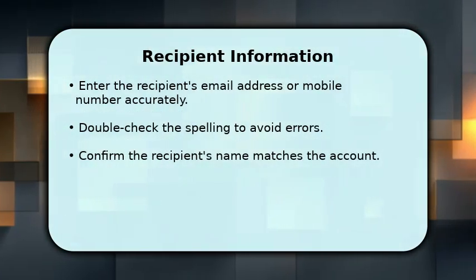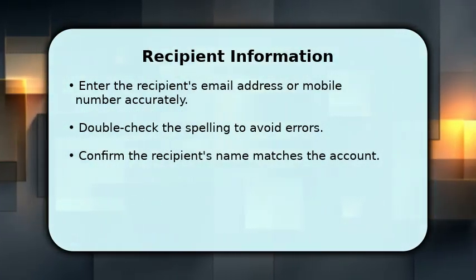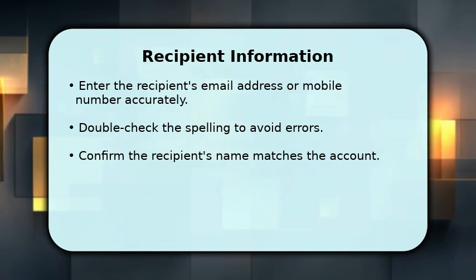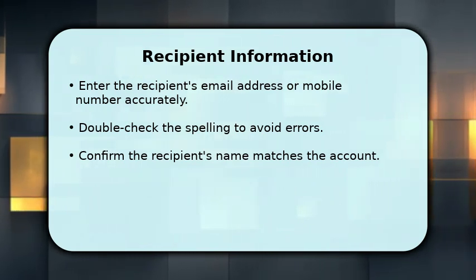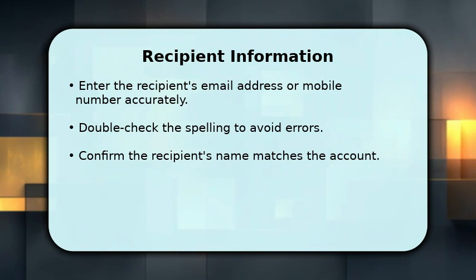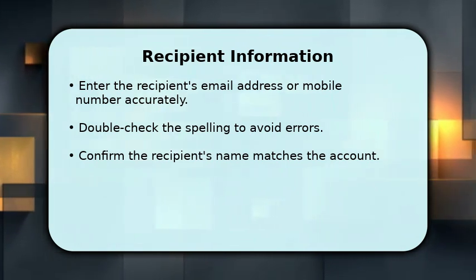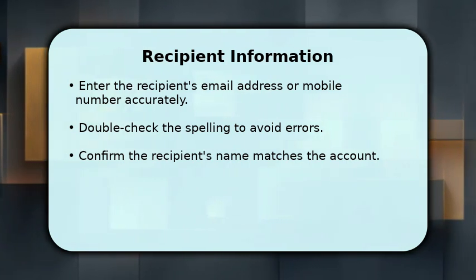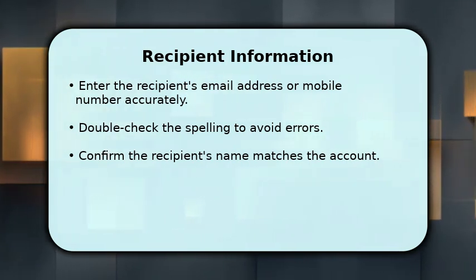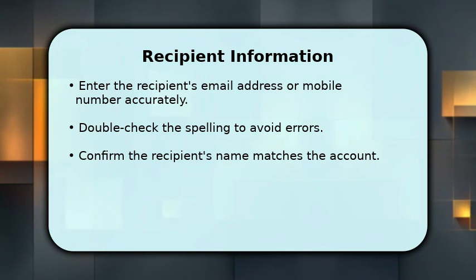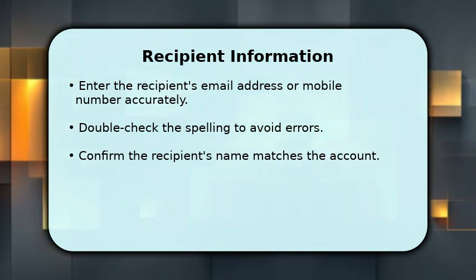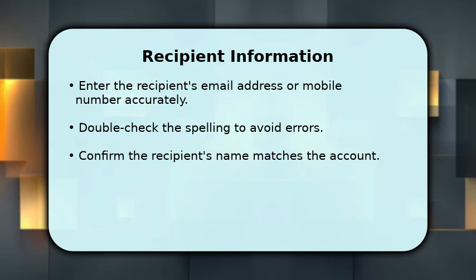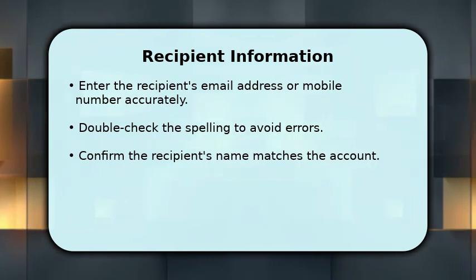Next, you'll need to accurately enter the recipient's email address or mobile number. It's crucial to double-check the spelling of this information to prevent sending money to the wrong person. A small typo can lead to significant issues. PayPal will often display the recipient's name once you've entered their details, so confirm that the name displayed matches the person you intend to pay. This verification step is vital for secure transactions.